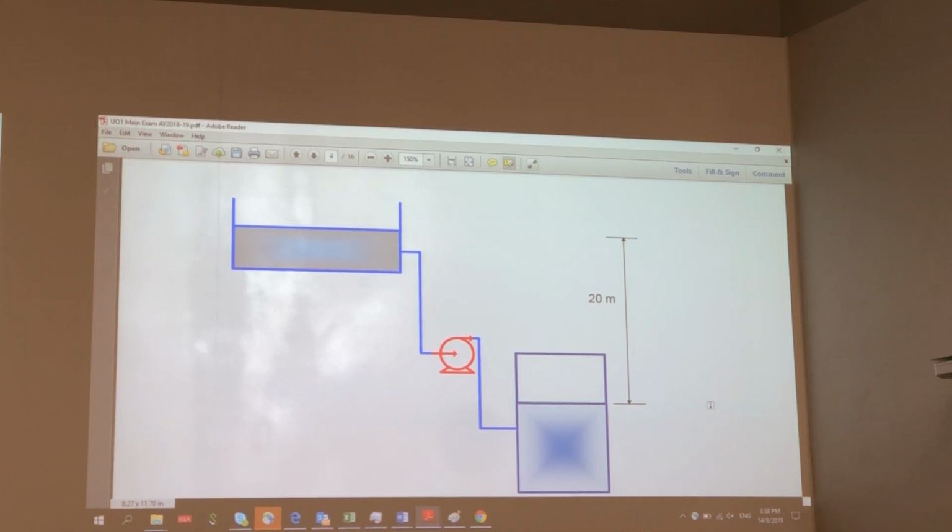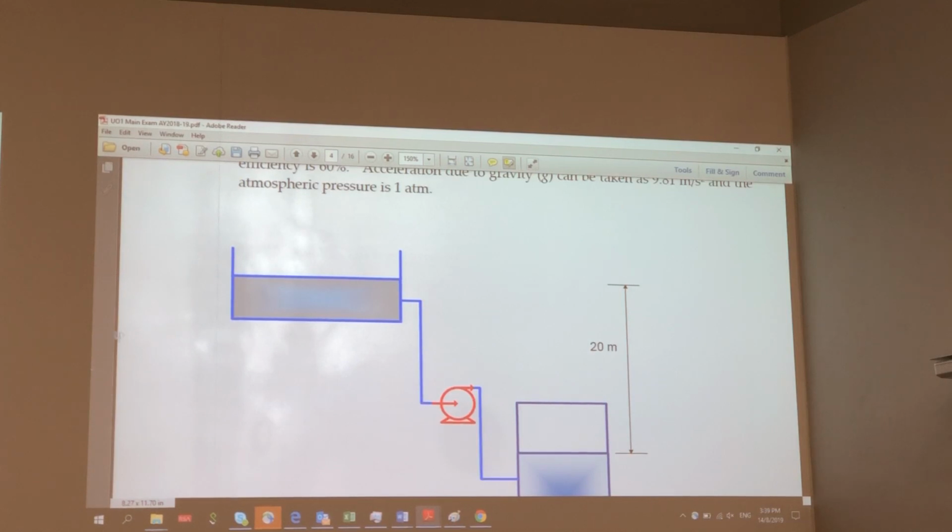Listen, we may not give you this flow diagram. You need to know how to draw it. Okay? But this paper is so nice, we already provide you. So later you need to do a calculation from this surface to this surface.